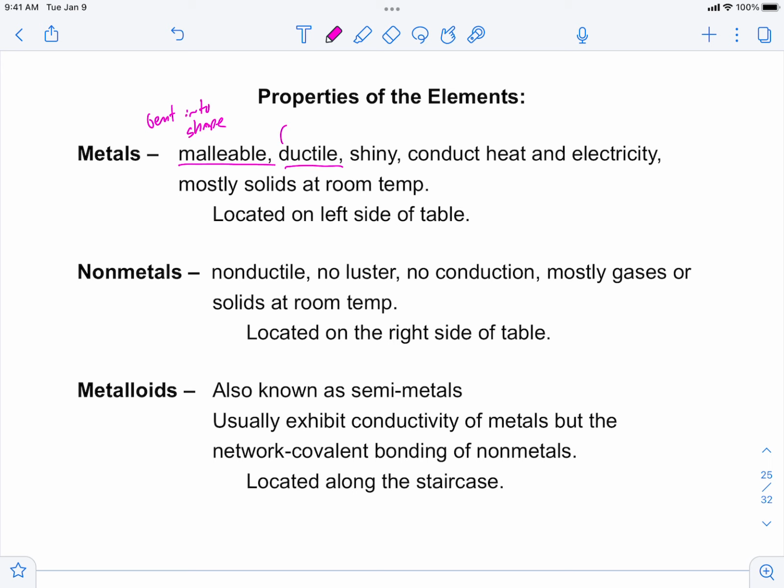Ductile means you can make wire. You can pull on it, and it will get thinner and thinner and thinner, and you can make a wire out of it. Doesn't really seem that way, but with metals, some metals are better at this than others. Copper is really good at making wire. Okay. Metals are shiny, but you knew that. Everybody knows that metals are shiny.